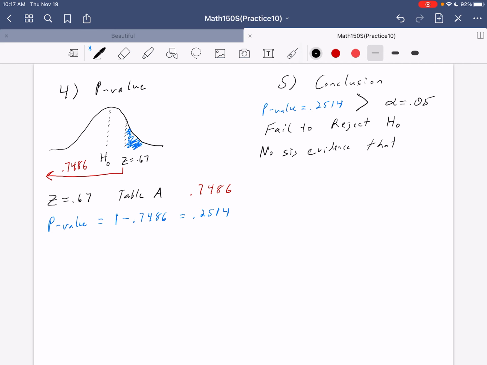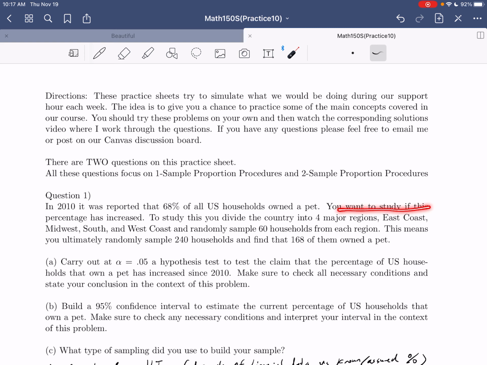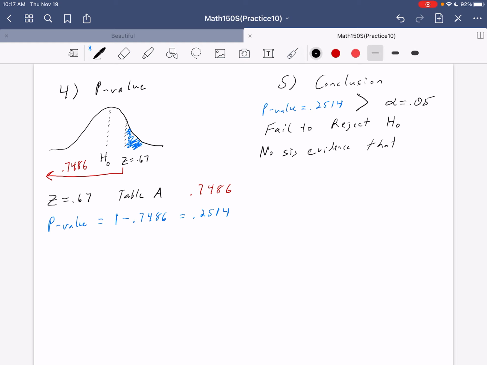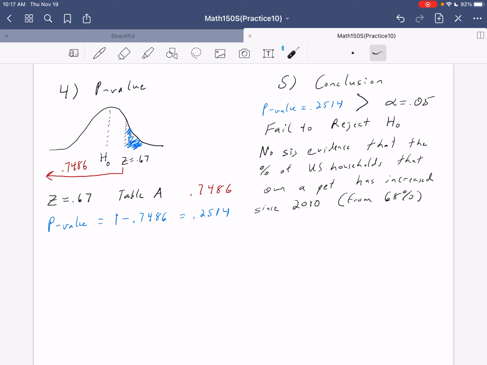And what was our claim? Well, if we go back and look, we can look in the language of it to study if this percentage has increased, or right here to claim that the percentage of U.S. households that own a pet has increased since 2010. So there's no evidence for that claim. So we'd say no significant evidence that the percentage of U.S. households that own a pet has increased since 2010, or you could say from 68%. So again, either phrasing would be okay. No significant evidence that the percentage of U.S. households that own a pet has increased since 2010, or no significant evidence that the percentage of U.S. households that own a pet has increased from 68%.